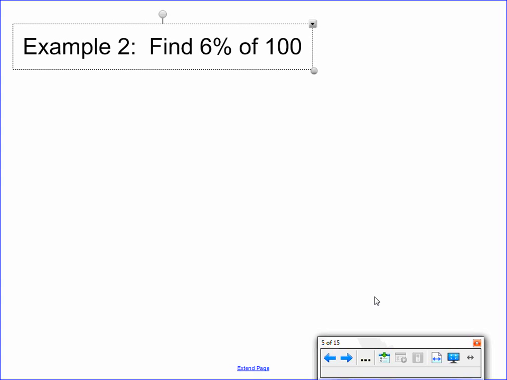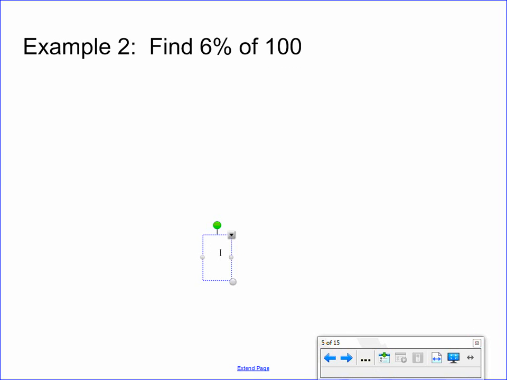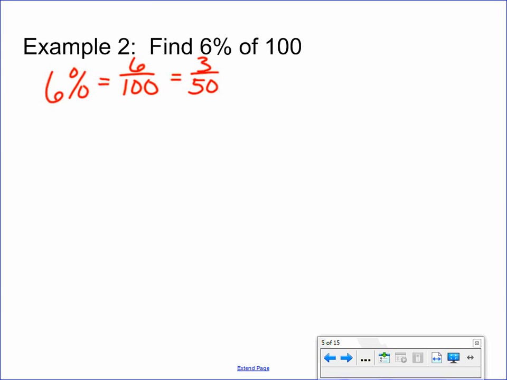The next problem I have for you is find 6% of 100. So we're going to essentially do the same concept as we just did in the last one. 6% written as a fraction would be 6 out of 100. And 6 out of 100 we can simplify. It's not quite as easy as the last one in terms of being able to use a bigger number. I'm going to start off with 2 because 6 divided by 2 is 3, 100 divided by 2 is 50, and unfortunately I'm at simplest form there.